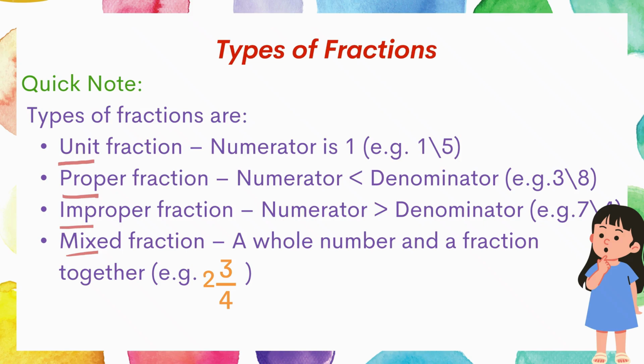Unit fraction: when the numerator is 1, like 1 by 3, it is simply known as a unit fraction. Whenever you see 1 by 3, 2 by 3, the top number is called the numerator. Okay. Then proper fraction. A proper fraction is like having all the things in a proper way. What is the meaning of proper? Like when we are arranging something.